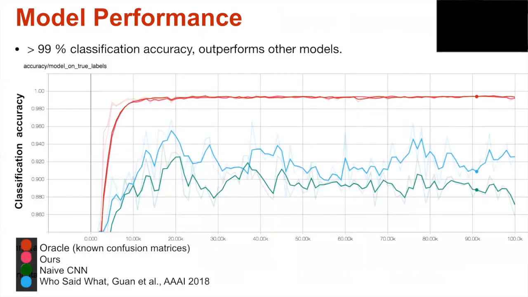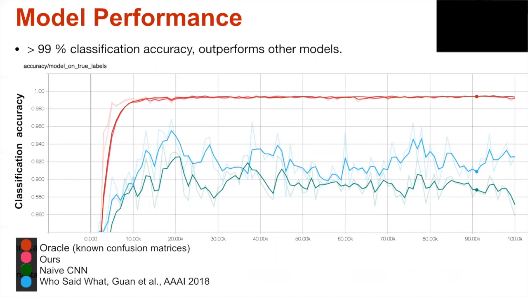So how about the classification performance? We used the estimated true label distribution to perform the task of classification, and we compared against 3 baselines. The baselines include the Oracle model, which is our model, but we assume that the confusion matrices of all the annotators are known to the model.